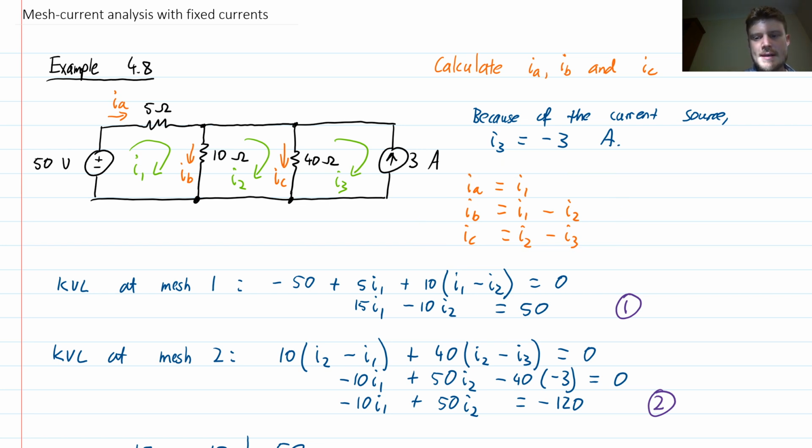But the key takeaway from this video is that you can recognize in some circumstances that your mesh currents are actually specified already by current sources that you have in your circuit. So if you have a current source on one of your meshes, then it will specify the value, and so you can just write it down without any further need for calculations.